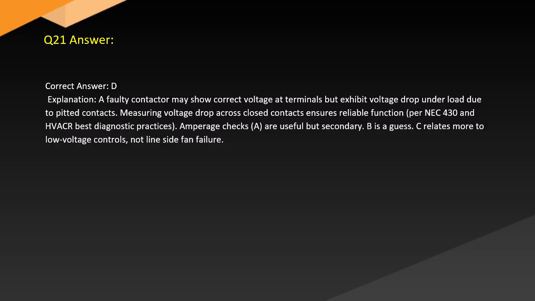Answer. Correct answer: D. Explanation. A faulty contactor may show correct voltage at terminals, but exhibit voltage drop under load due to pitted contacts. Measuring voltage drop across closed contacts ensures reliable function per NEC 430 and HVACR best diagnostic practices. Amperage checks are useful but secondary. B is a guess. C relates more to low voltage controls, not line side fan failure.